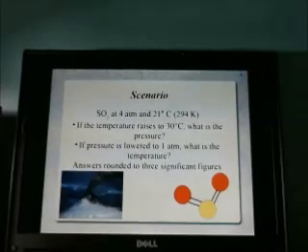Imagine the following scenario. Sulfur dioxide at 4 atmospheres and 21 degrees Celsius, or 294 kelvins. We have two parts to the question. If the temperature rises to 30 degrees Celsius, what is the pressure? And if the pressure is lowered to 1 atmosphere, what is the temperature? Answers need to be rounded to 3 significant figures.